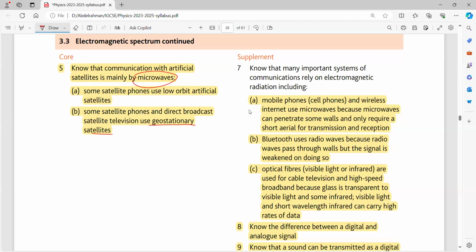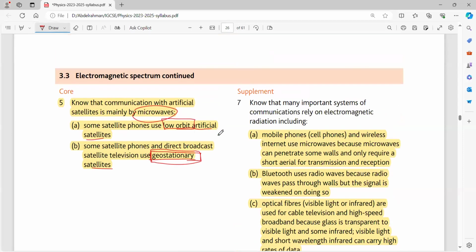We know that any satellite uses microwaves. Some satellite phones use low orbit artificial satellites. Some satellite phones and direct broadcast satellite television use geostationary satellites. So we have two types of satellites: low orbit satellites or geostationary satellites. Will you really have any questions regarding them? Probably not, but it's quite useful to read them again.